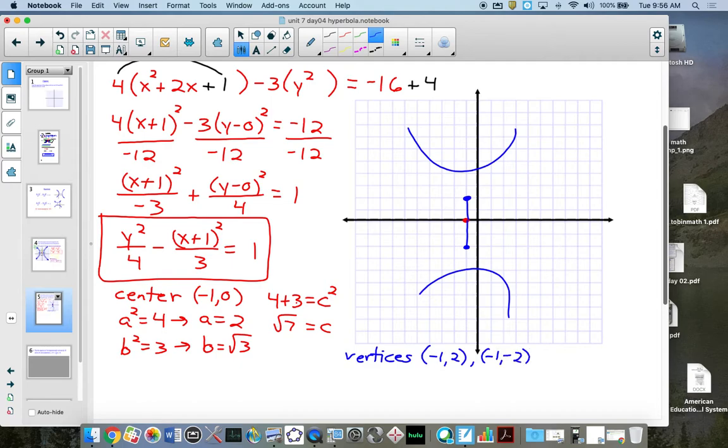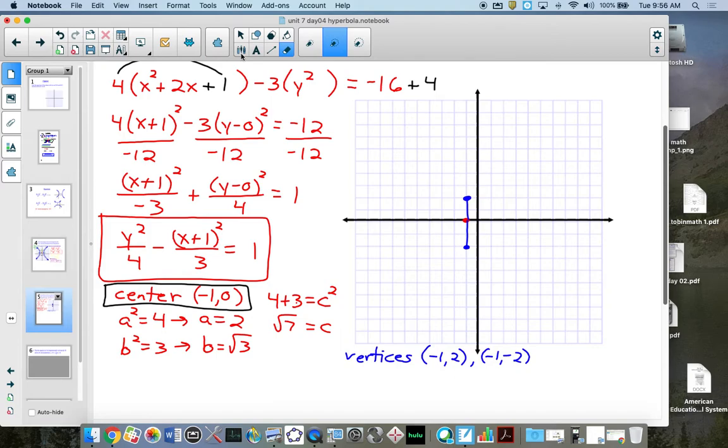And we've listed the center. So we've got the center right there. We've got our vertices. Now I just drew those quickly. We'll fix those later. All right, what else do we know? We know b. b is the square root of 3, which is a little bit more than 1. So I know that my box is going to look something like this. And when you get square roots for a or b, you just have to kind of eyeball it a little bit.